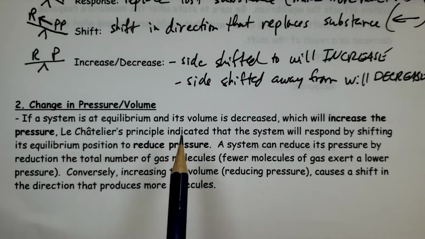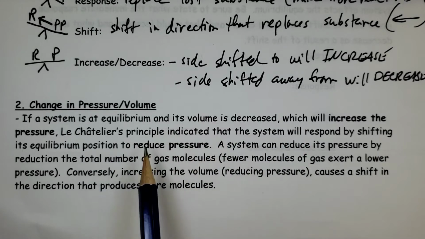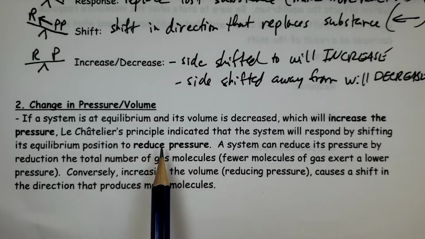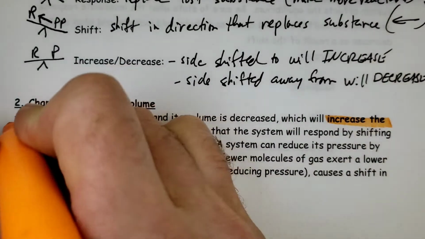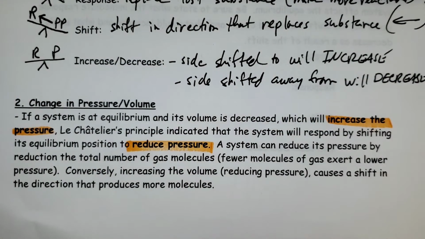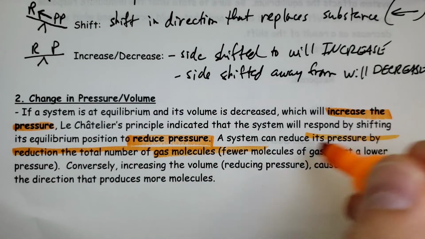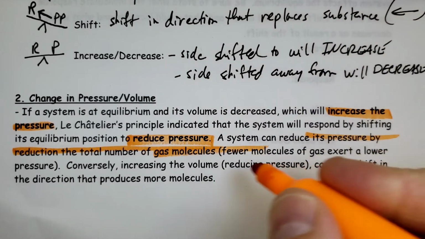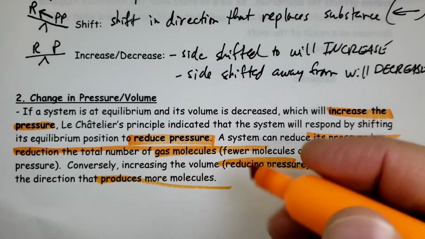If the system is at equilibrium and its volume is decreased, which will increase the pressure, Le Chatelier's principle indicates that the system will respond by trying to reduce the pressure. So if you're increasing pressure, it's going to be trying to decrease it. Again, opposite. And a system can reduce its pressure by reducing the number of molecules that are present. And by that, we mean gases. Conversely, if you're increasing the volume by reducing pressure, it's going to shift to make more.